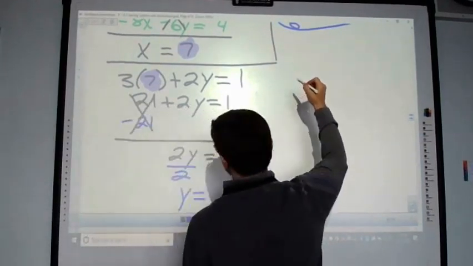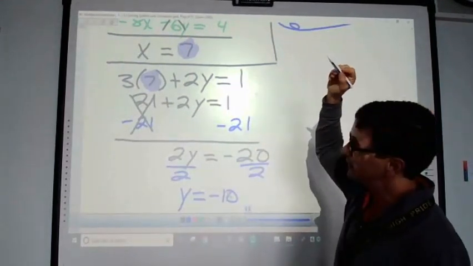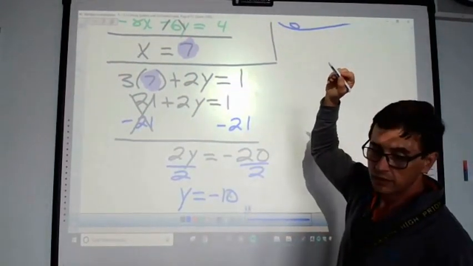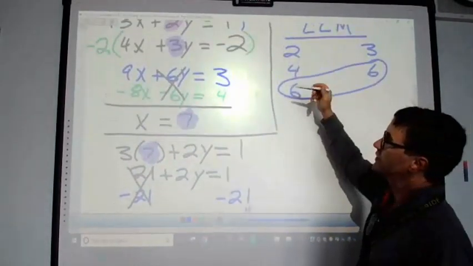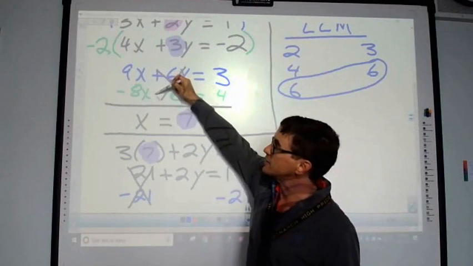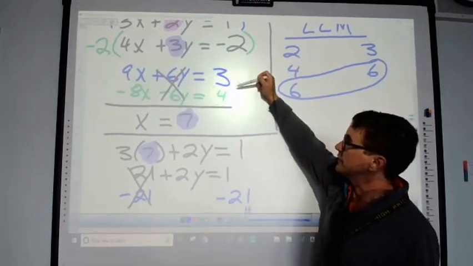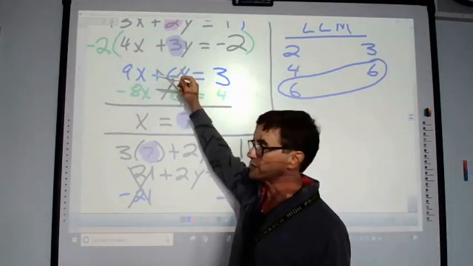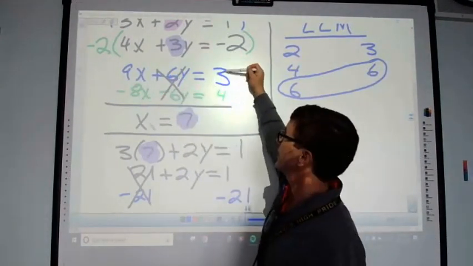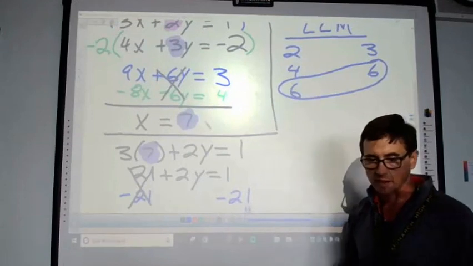So my final... How did you get 7 as x? What's that? How did you get 7 as x? I got 7 as x because I just did 9x minus 8x, and I did 3 plus 4 is 7. So 9x minus 8x is 1x, 3 plus 4 is 7. That's how I got it.